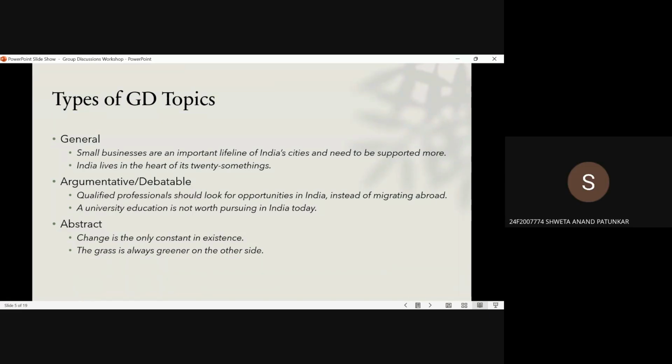Yes, ma'am. Now, as opposed to that, look at an abstract topic. Everything is left as an idea there. Change is the only constant in existence. It doesn't actually mention what kind of change. So here, change is not specified as any one kind of change.